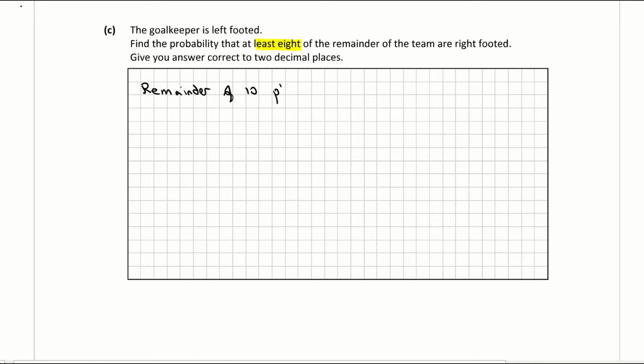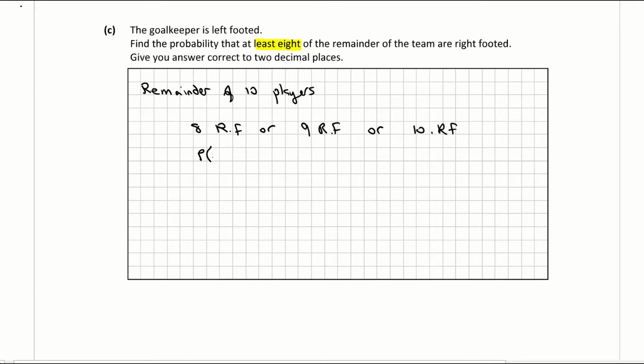And what's happening with these 10? At least 8 of them are right-footed. So at least 8 of them means basically I could have 8 of them being right-footed, or I could have 9 of them being right-footed, or I could have 10 of them being right-footed. So that's what that is basically stating. At least 8 of them are right-footed. So I could have 8, 9, or 10. So I'm basically just going to find the probabilities of those.